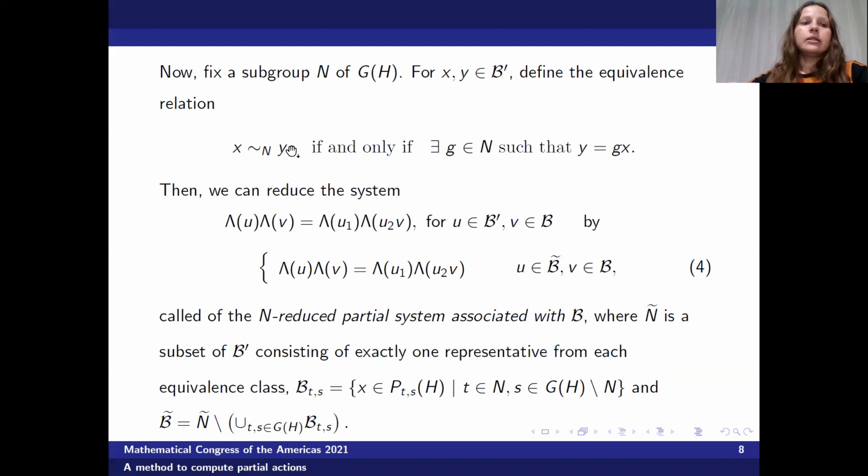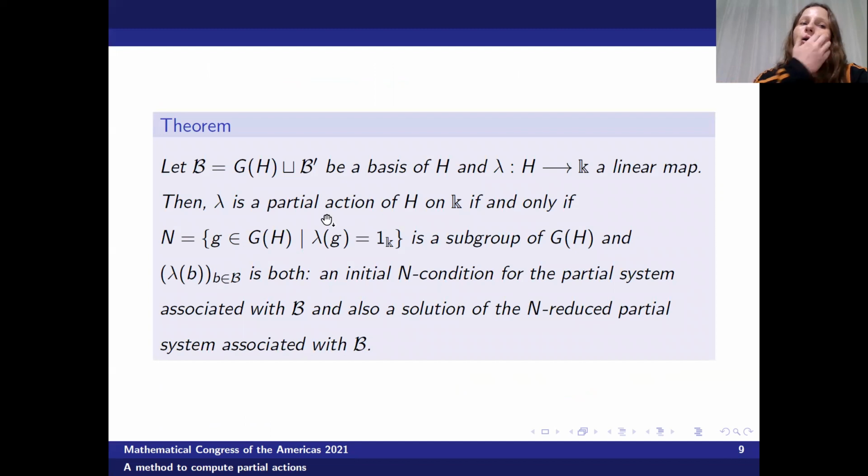On the other hand, fixing a subgroup N of G of H, we can define these equivalence relations, right? Then we can reduce the initial system to another equivalent system, which we call the N-reduced partial system associated with B. Therefore, we have the following result.